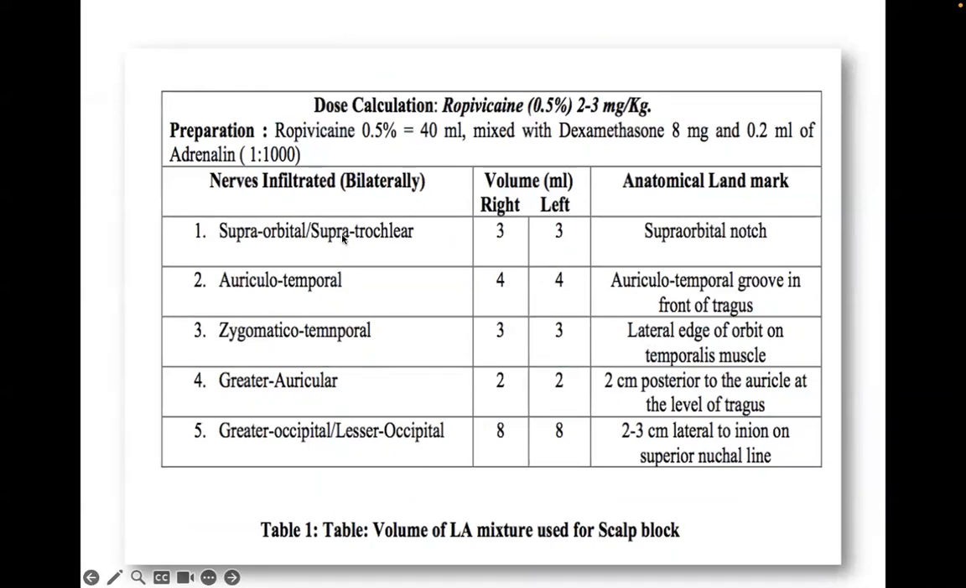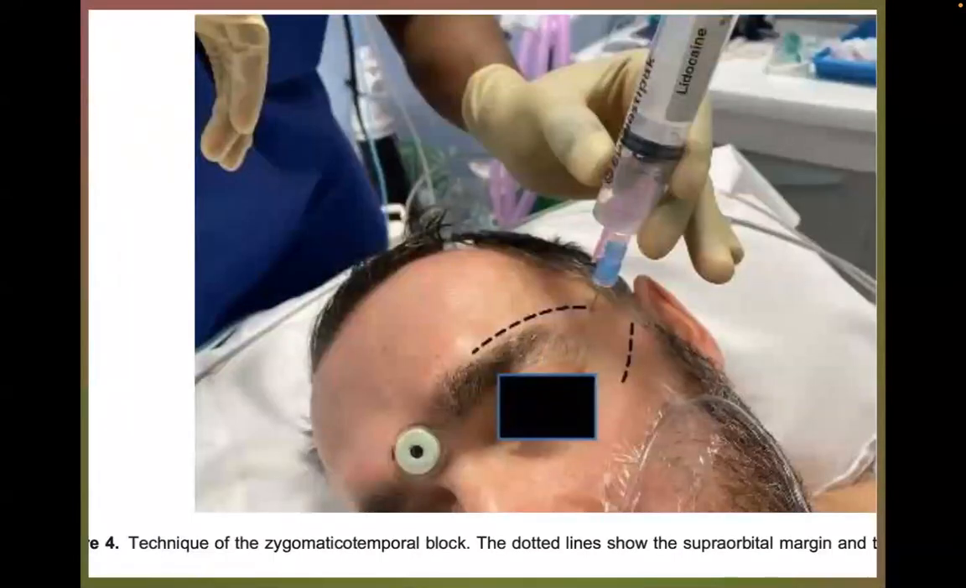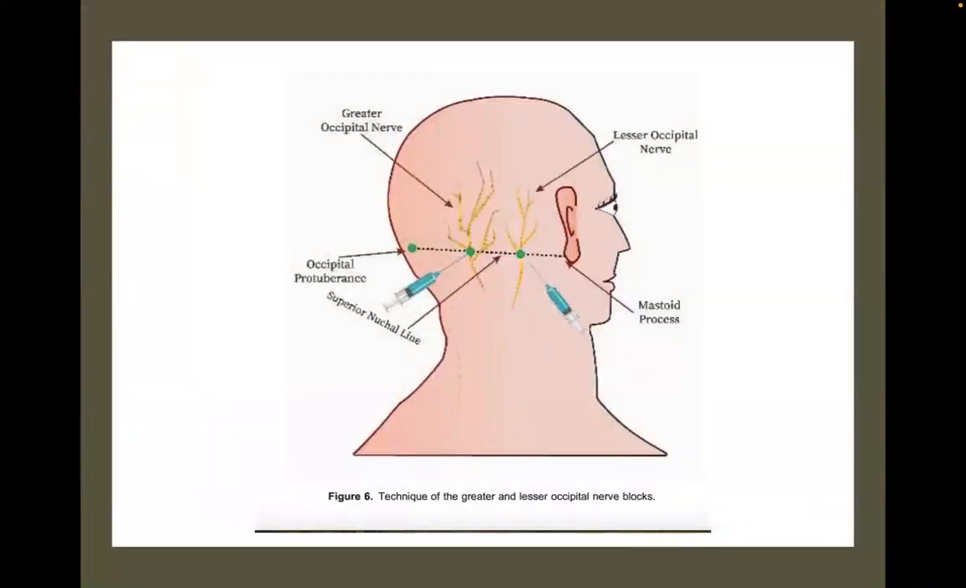Individual nerves need to be targeted with an individual amount of local anesthetic, and these are the anatomical landmarks. I'll show you the anatomical landmarks in the upcoming slide. The supraorbital ridge is the landmark for the supraorbital nerve, and medial to that would be the target point for the supratrochlear nerve. This is the landmark for the zygomaticotemporal nerve. This is the landmark for the auriculotemporal nerve, and these are the landmarks for the greater and lesser occipital nerves.